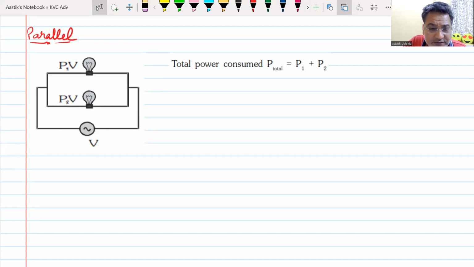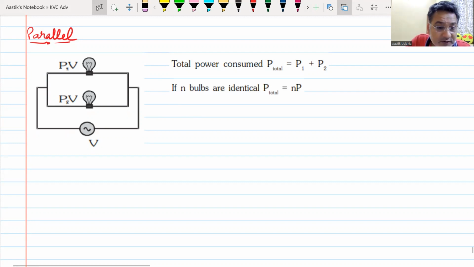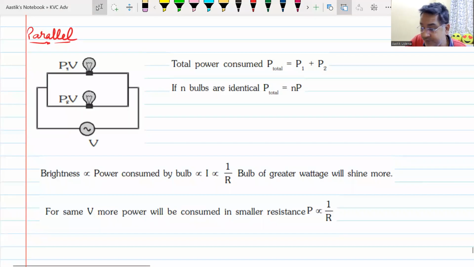Then we can come to parallel combination. The bulbs have same voltage rating V and V, and they are connected across the same voltage V. Power ratings are P1 and P2. So the total power consumed in this case would be P1 plus P2. If the bulbs are identical, then the power will be N times P. Do we understand this? Yes, sir. Here the voltages are same, and therefore the bulb of greater wattage will shine more. Do we understand this? Yes, sir.